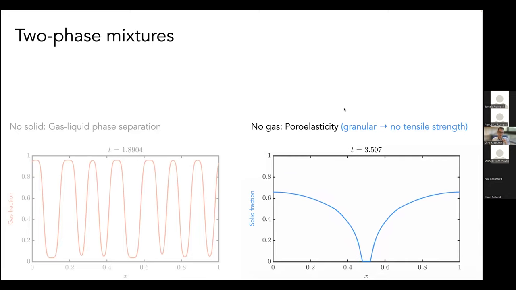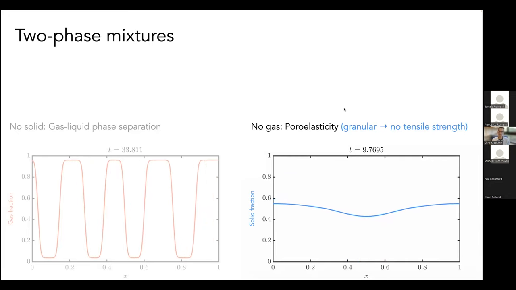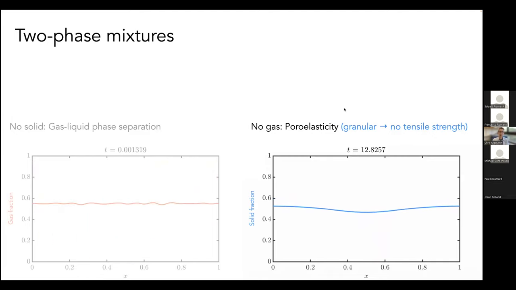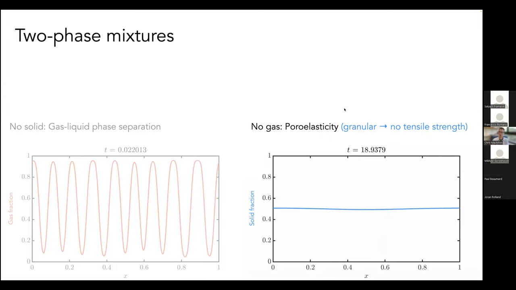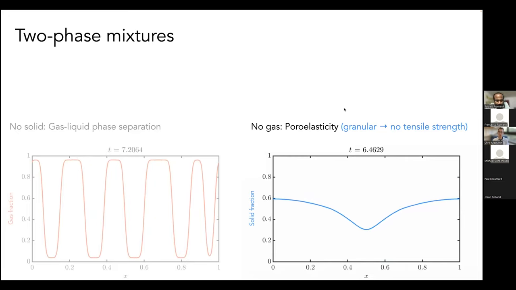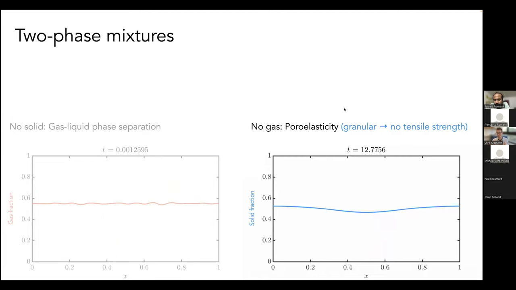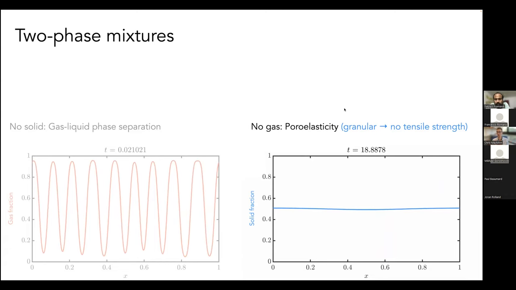The second case that you were showing, the liquid and the solid phase, is it reversible? Yes. So we're modeling the solid as being perfectly elastic, meaning that all the deformations are reversible. We're actually using a damage model to capture the fact that you can form open cavities in the solid, meaning the solid can support compression but not tension. But all that damage is reversible, so the cavities can close and then it's like they were never there.